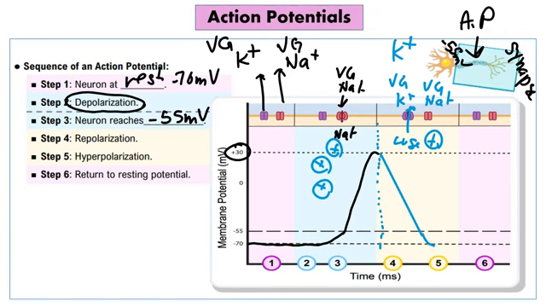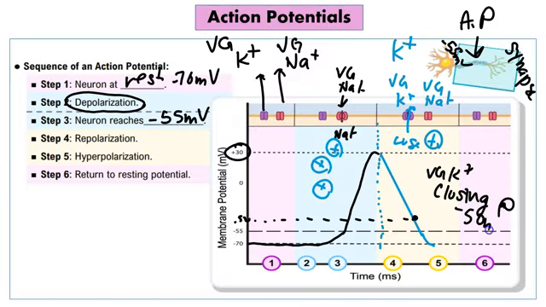Okay? Now here's the interesting part. As soon as you hit around negative 50, so let's say we have negative 50 right here, let's do another little dot. As soon as you hit around negative 50, these voltage-gated potassium channels start closing. Now, they're not 100% closed, but they start closing. Put VG K plus, start closing at negative 50 millivolts. Of course, that's an estimate range, right?